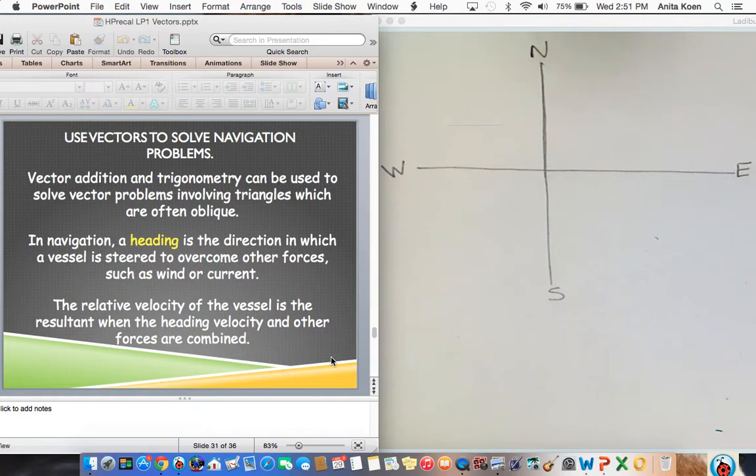A couple of definitions. In navigation, a heading is the direction that a vessel is steered in order to overcome other forces like wind or current. The relative velocity of a vessel is the resultant when the heading velocity and the other forces are combined.